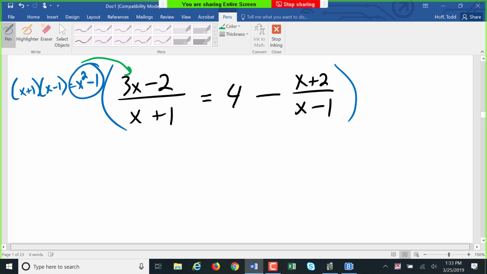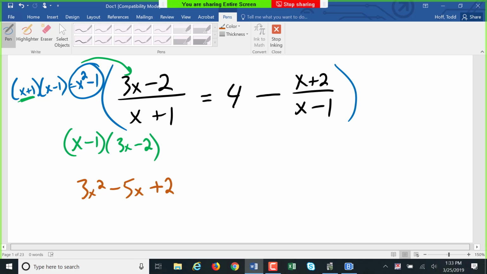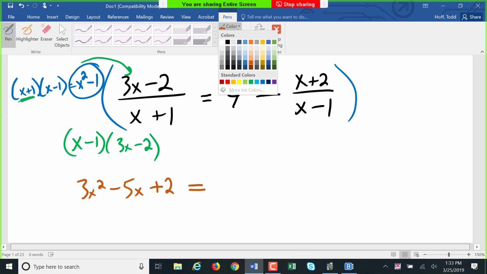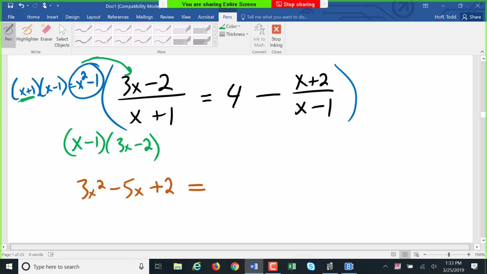We multiply the 3x minus 2 over x plus 1. The x plus 1 cancels out, so that's just going to be x minus 1 times 3x minus 2. That's going to give us 3x squared minus 5x plus 2. Does that look right? Moving on to the next one. X squared minus 2 times 4. That's 4x squared minus 4.